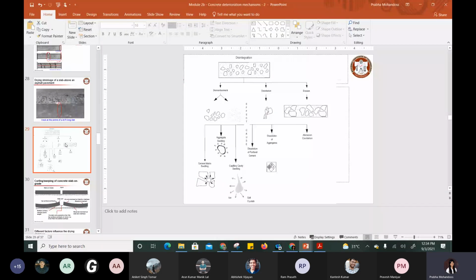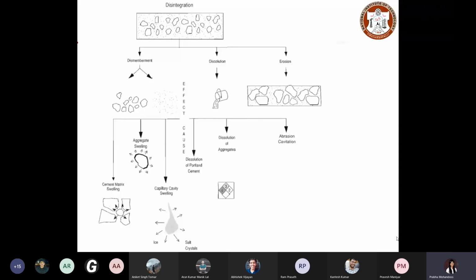I'll just quickly recap things that we discussed in the last class. We were discussing different types of shrinkages, right? So basically, all this topic comes under how your concrete behaves under different environmental conditions or given situations. So basically, the failure mechanism in your concrete can be in three ways. The disintegration between the materials that you use for preparing concrete, the dismemberment, and some parts can get dissolved, and that may lead to dissolution, and then you may expect your concrete to erode.